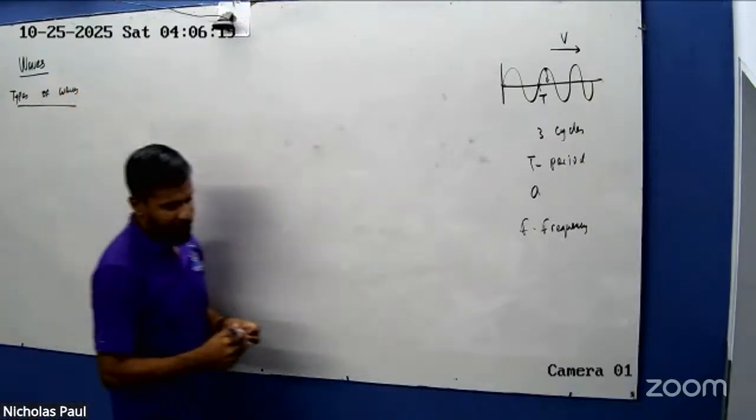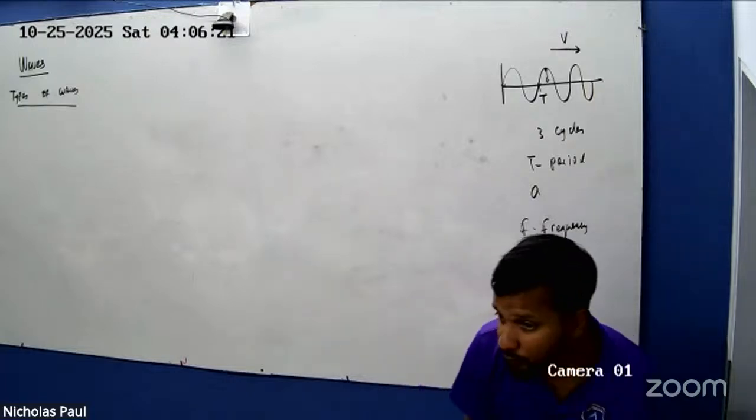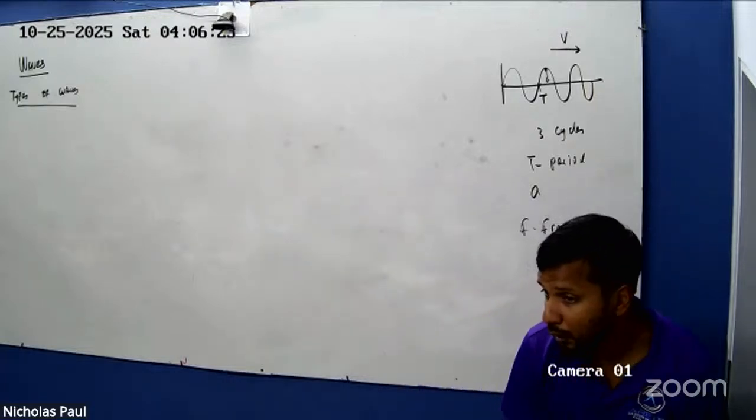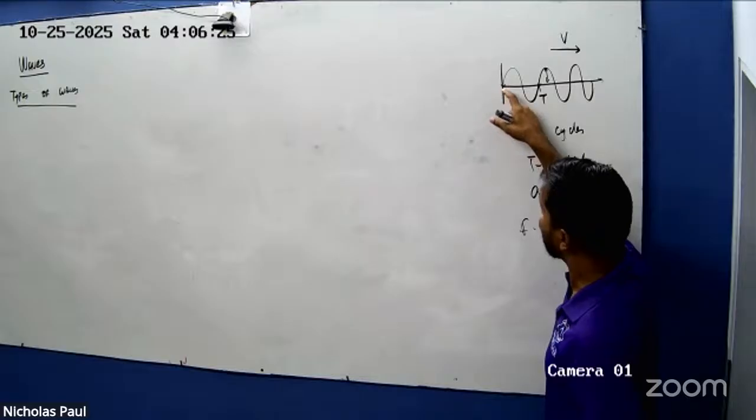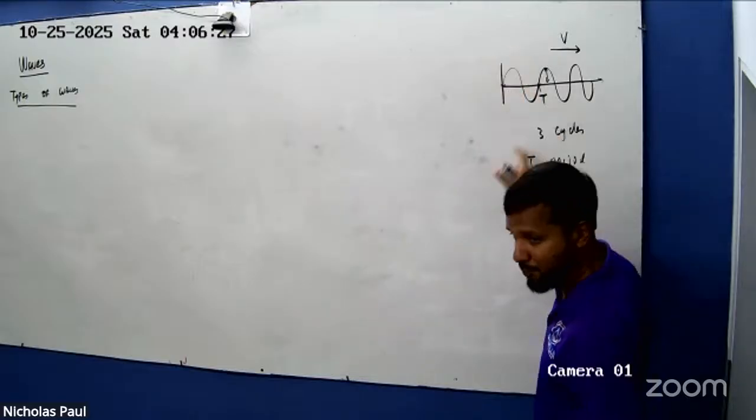Types of waves. Oscillation, a similar thing: a particle moving from zero displacement to maximum and back.